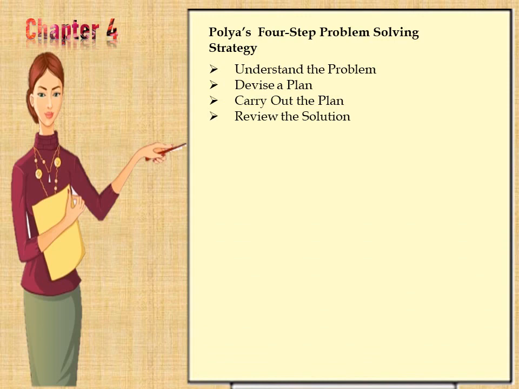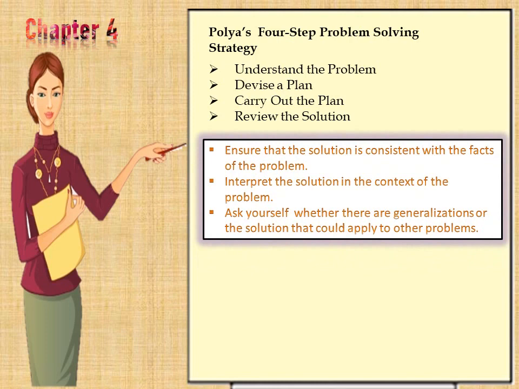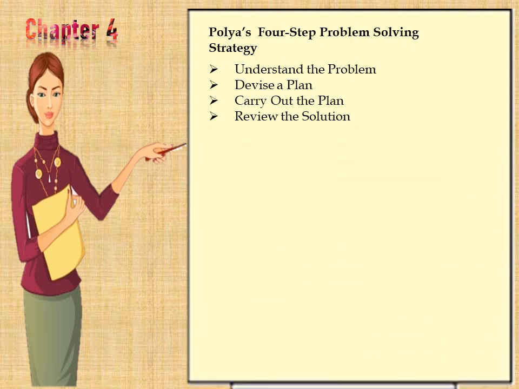Next, we have to review the solution. Okay? So this is the last step and we have to ensure that the solution is consistent with the facts of the problem. Next one is interpret the solution in the context of the problem. And ask yourself whether there are generalizations of the solution that could apply to other problems.